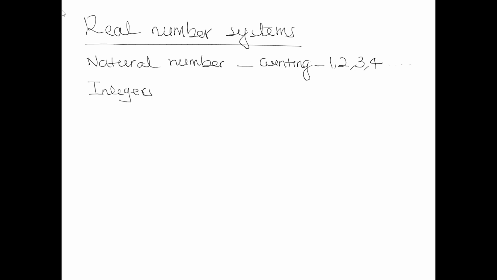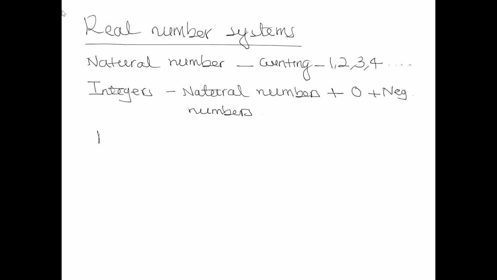Integers would be what? Integers would be these same natural numbers, and then we include a 0, and then we include their corresponding negative numbers. For example, 1 has got -1, 2 has got -2, and so on and so forth.